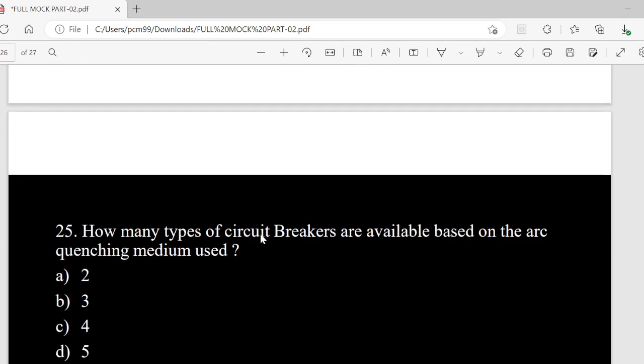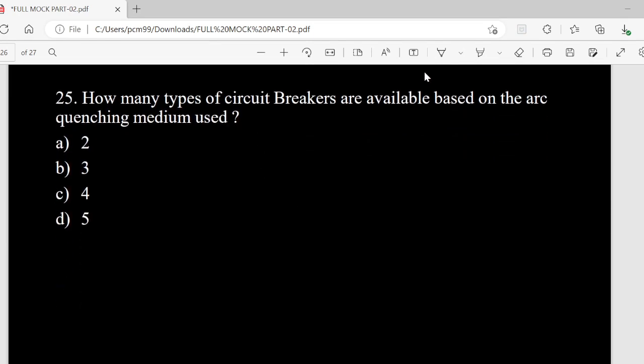Next. Question number 25. How many types of circuit breakers are available based on the arc quenching medium used? Option A 2, option B 3, option C 4, and option D 5. The correct answer is option C 4.